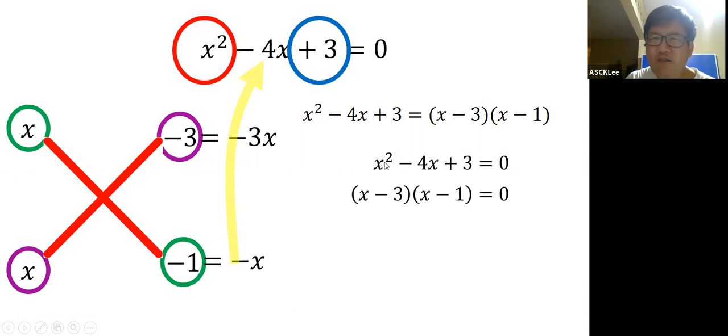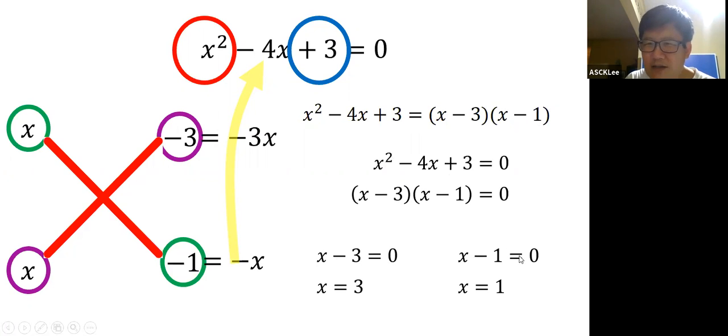So you have your x squared minus 4x plus 3. Replace it with the factors that you have found, and apply the zero product property. The zero product property states that x minus 3 equals 0, so x equals 3. Alternatively, x minus 1 equals 0, so x equals 1. And remember, for these few questions that I'm covering right here, remember why you have to have a minus 3 and minus 1. The reason is very simple.